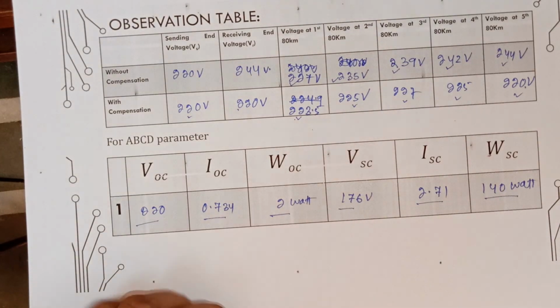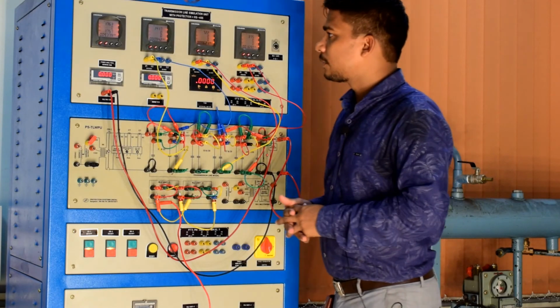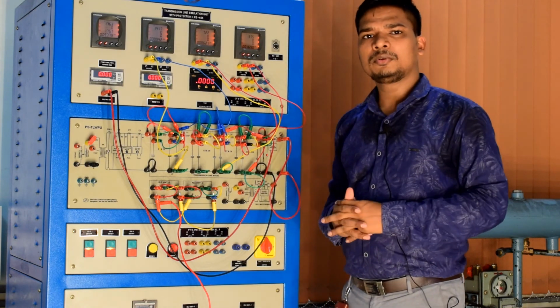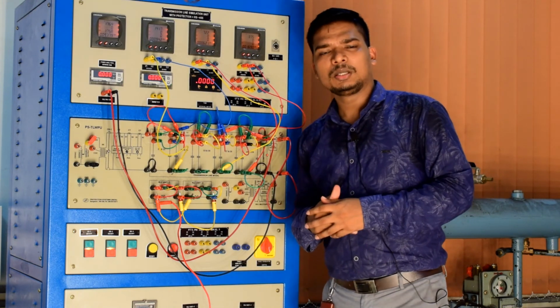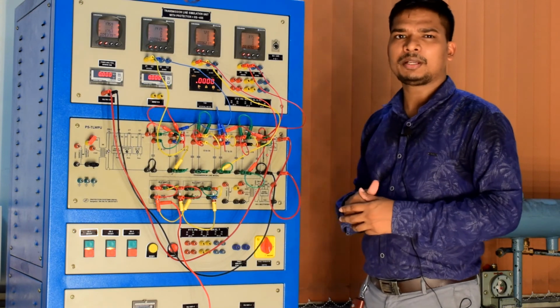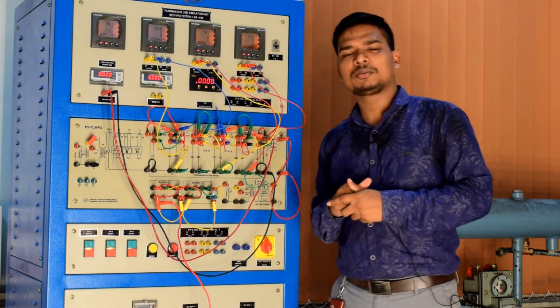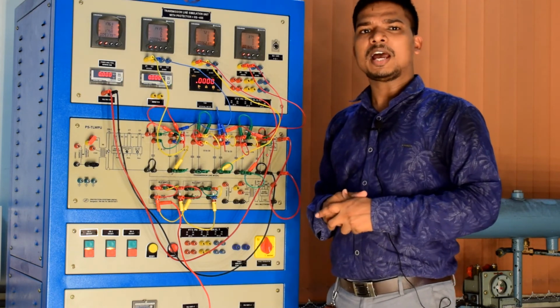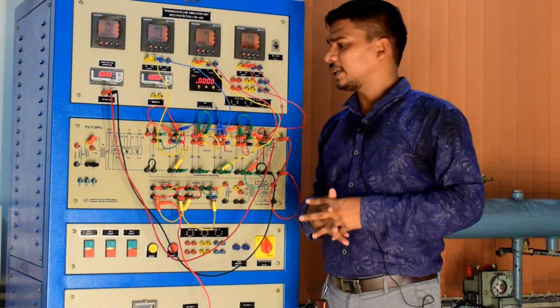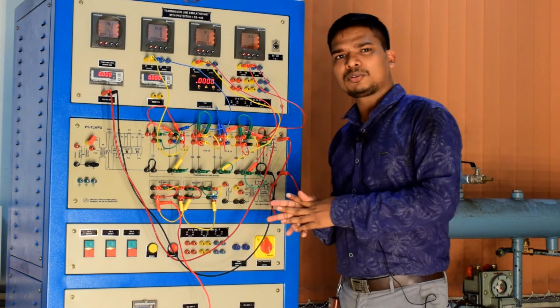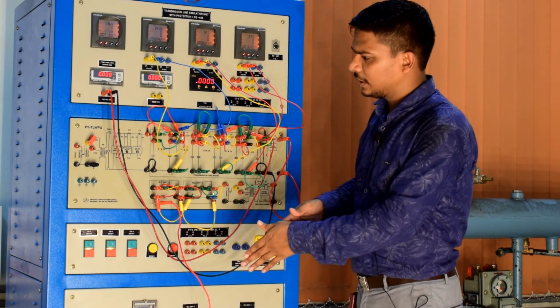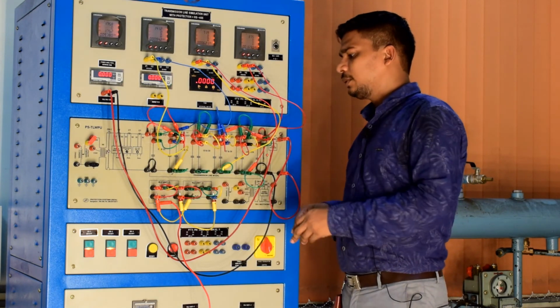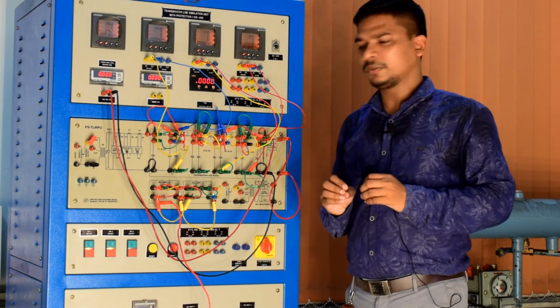So in the next part, what we have to do is the calculation from the observations we have taken. We have to calculate the ABCD parameters, the surge impedance, and the surge impedance loading. From the surge impedance loading we can predict how much power we can transmit from the sending end to the receiving end with a minimum cost of transmission.